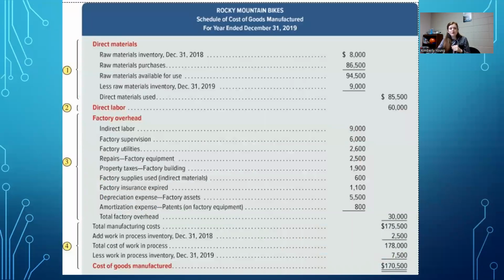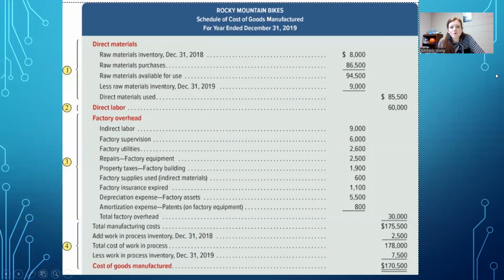So here's how those manufacturing costs could actually look. For this company, Rocky Mountain Bikes, this is their schedule of cost of goods manufactured. Again, we have the direct materials. This is all of those raw materials. They started out with a bunch of boxes of loose items to put together for a bicycle. They purchased additional items. So total, they had $94,500 worth of raw materials, pieces ready to put together into a bicycle.